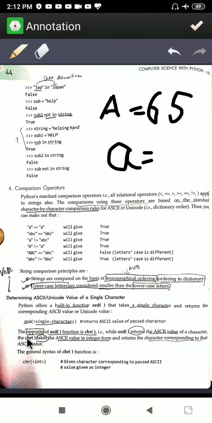So there are ASCII Unicode values of a single character. For that we can use two functions. One is the ord function, another one is the chr function. Fine. So the ord function will return the ASCII value of the character, and chr is just the opposite of it. If you give it the ASCII value, it will return the corresponding character. Now let us see examples here.